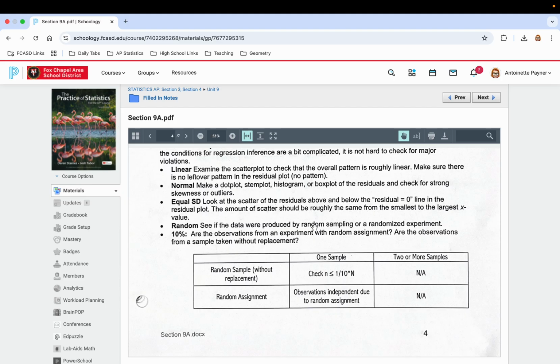For random, see if your data was produced by a random sample or random experiment. So if you have one sample, you're just checking that. If you're randomly assigned, like she did with the students to the seats, then you're good.